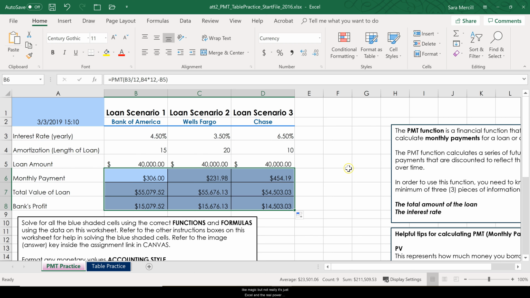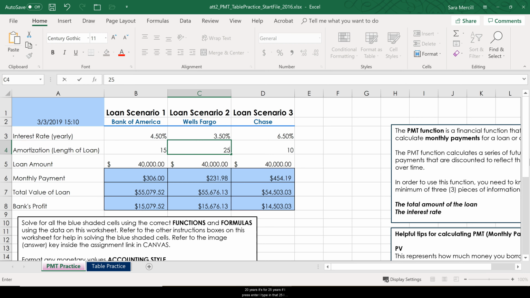It's just Excel. And the real power of using that cell referencing is if I came back into this worksheet and I said, well, the Wells Fargo loan wasn't for 20 years, it's for 25 years. If I press enter, I type in that 25, I get totally a new updated set of values. So that is truly what that what if scenario is about.